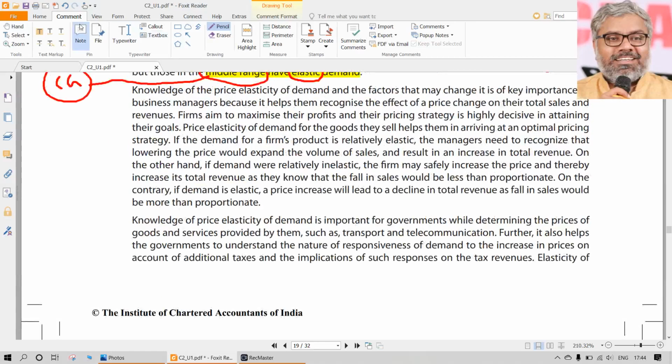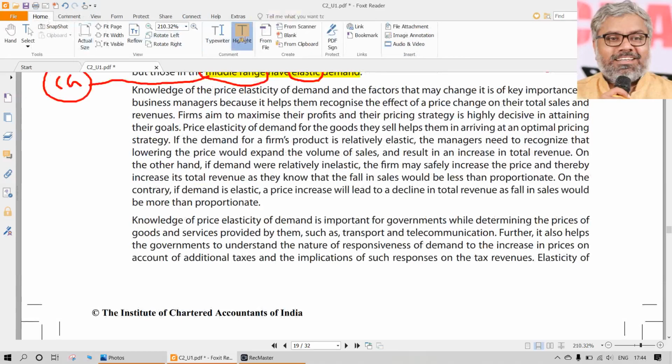And of course, the knowledge of the price elasticity of demand is required for everybody. It is not only useful for business managers. For them, it is anyway required. Not only for that, it is also important for the governments while determining the prices, taxes, etc. So they also have to keep it in mind. The governments also will have an understanding of the price elasticity of demand of a product.